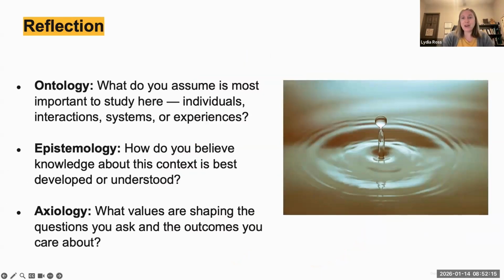Okay. So now that we've talked a little bit about ontology, epistemology, and axiology, which are definitely a bit abstract, I want to give a chance for us to reflect. And so I've put some questions up here on the slide that you can think about. And what I would encourage each of us to do is think about a research context that we care about. It could be a classroom, a program, a school, or a broader issue.